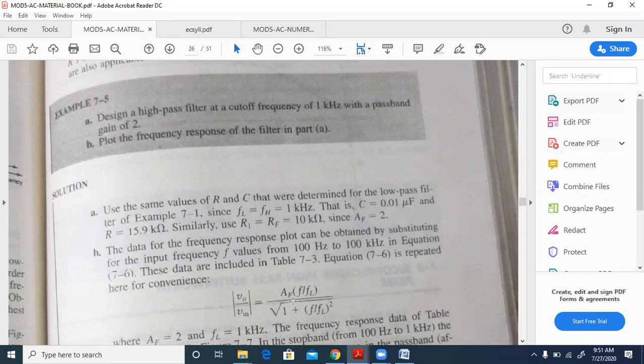So this as well as that formula should be added together with the same value of FL as well as FH, and find the response corresponding to that. So just put here plus AF divided by root of 1 plus F by FH whole square and solve that and get the solution from the same.